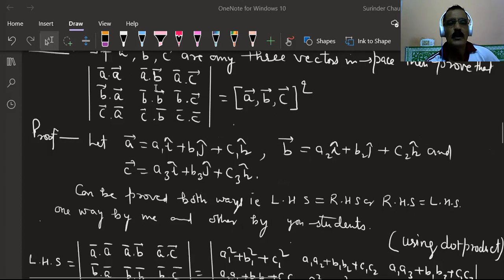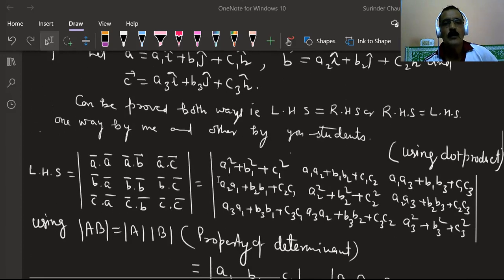To prove this in component form, let A vector have three components A1, B1, C1, B vector have components A2, B2, C2, and C vector have components A3, B3, C3. We can prove it both ways, that is, left hand side equal to right hand side, or right hand side equal to left hand side. One way will be proved by me and the other will be proved by you.